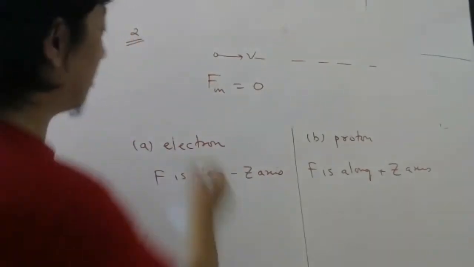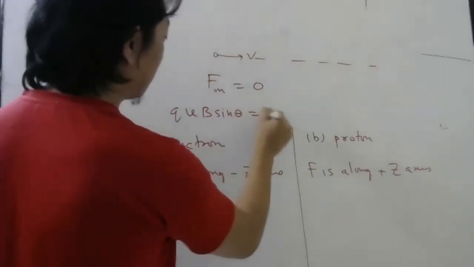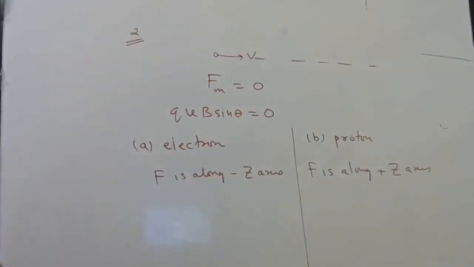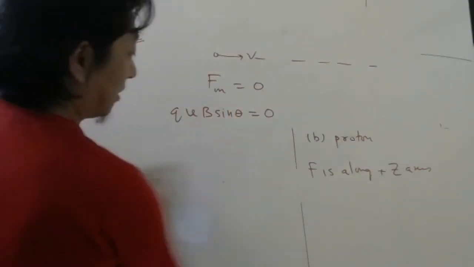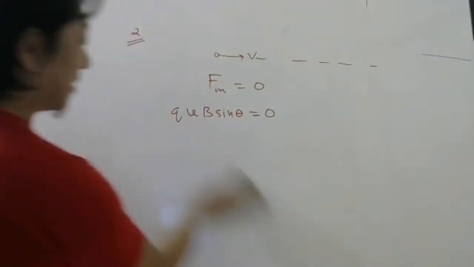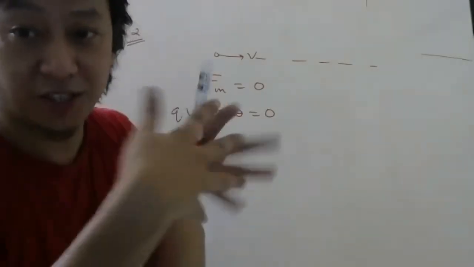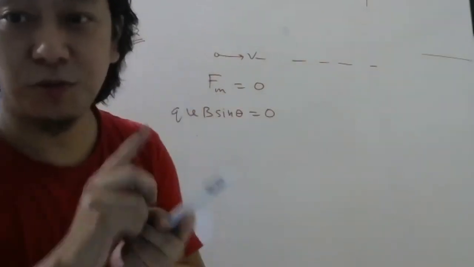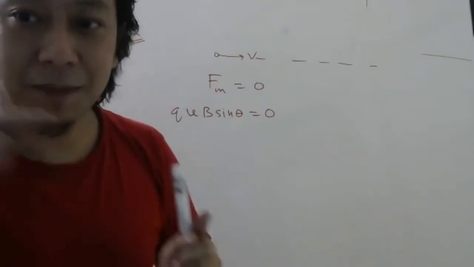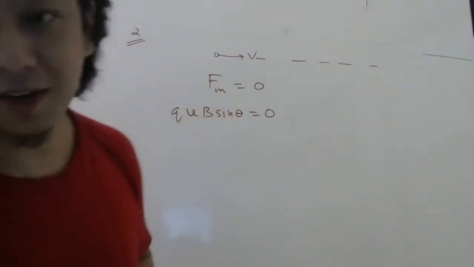Now, if it does not get deflected, then the magnetic force should be 0. When is magnetic force 0? What is the formula? qvB sin theta. There is no electric field, okay? So don't think of velocity selector. In velocity selector, there was an electric field also, with the magnetic field crossed, so those two forces cancelled and the particle went without deflection. Here there is only a magnetic field.